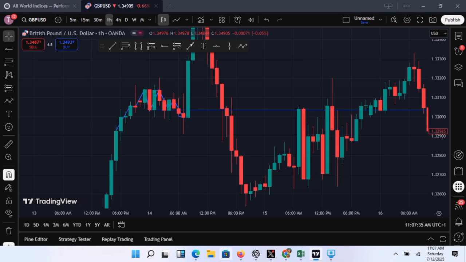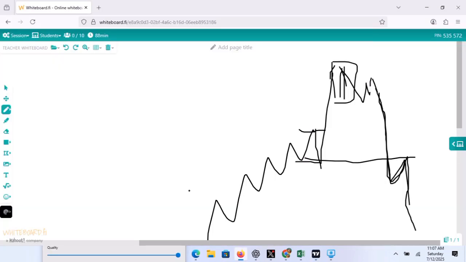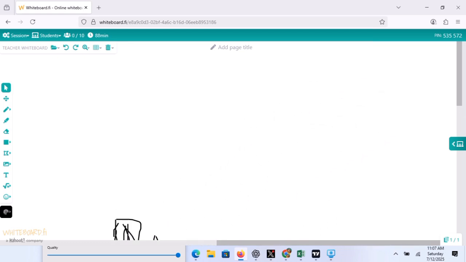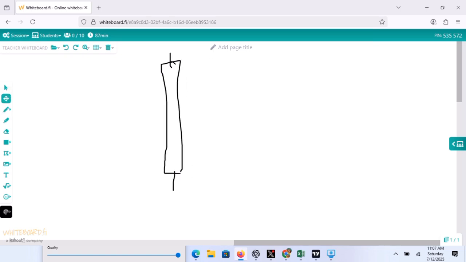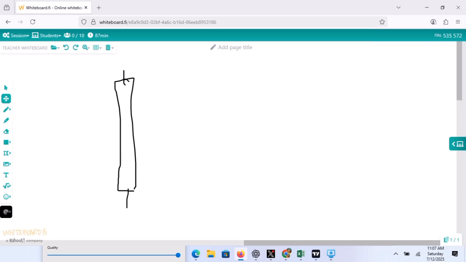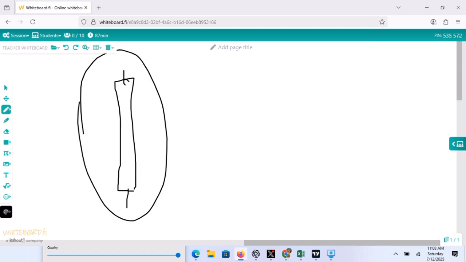The next one goes thus. This is the next one. Like I've always said, always master your candle, because if you don't understand your candles, then you cannot understand the market. So this is a daily candle, right? This is yesterday's daily candle.